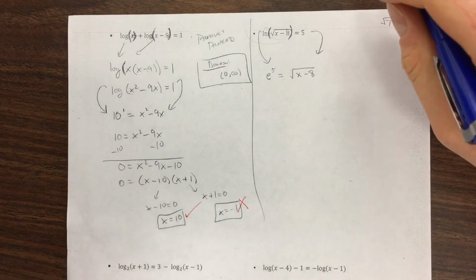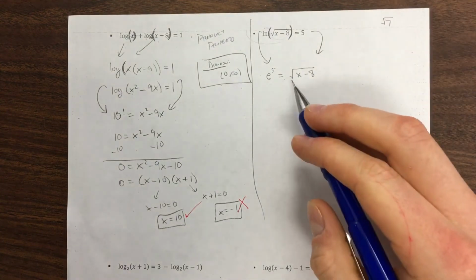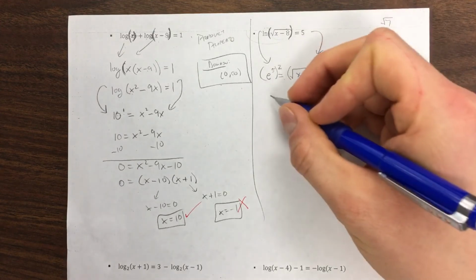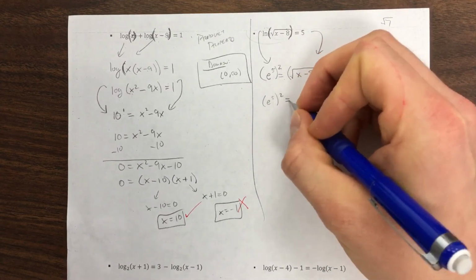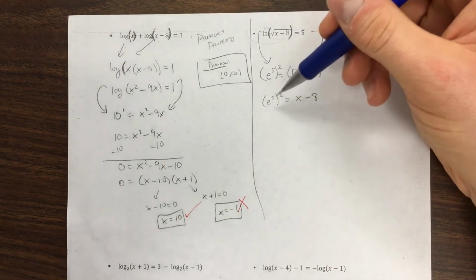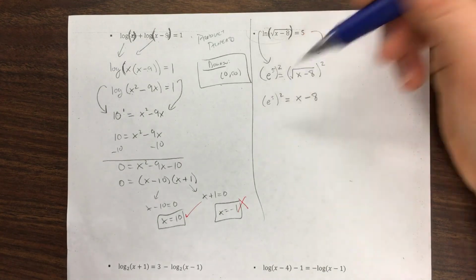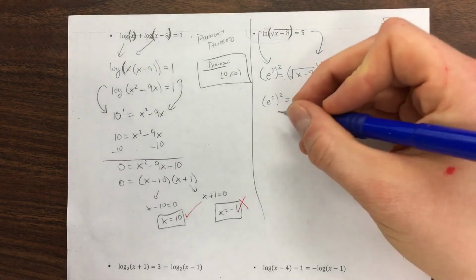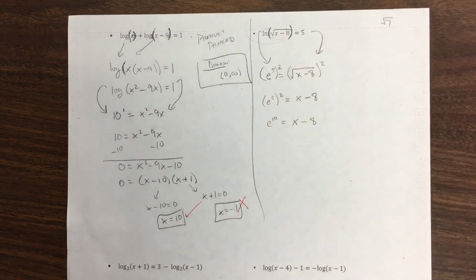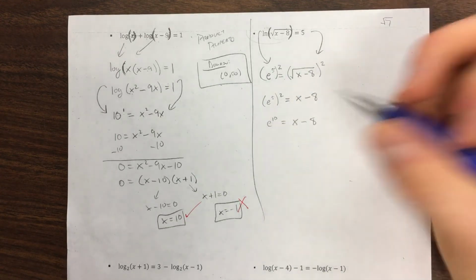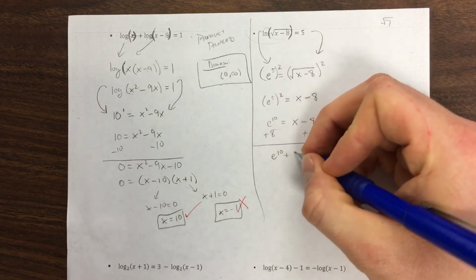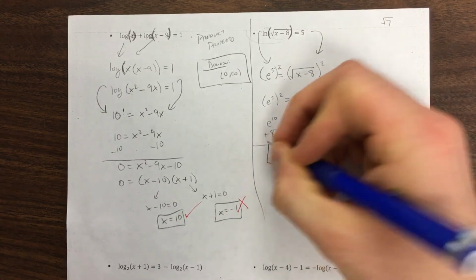I mean, similar inverse operations that we always do. Here, remove the square root by squaring it. On the left-hand side, we have a power raised to a power. If we have a power raised to a power, we multiply the exponents. So this would be e to the 10th equals x minus 8. Again, irrational. So what we can do is add 8 to each side. And this would be our solution.